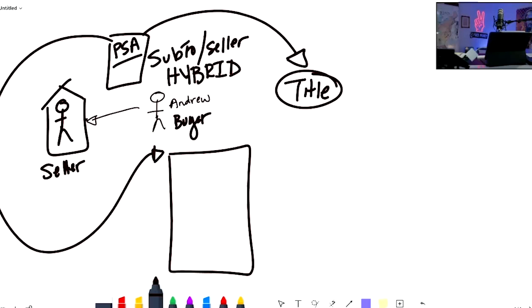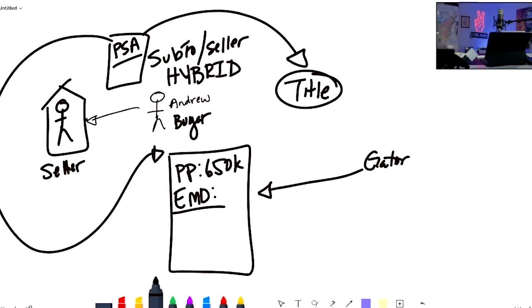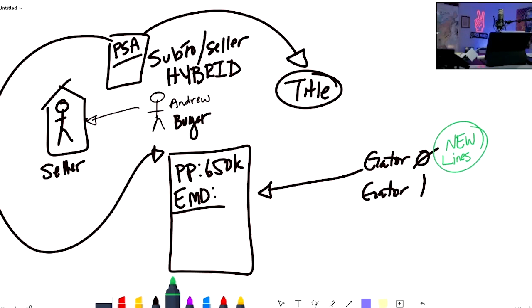So in there, you're going to have the purchase price, $650,000. You're then going to have EMD. Guys, EMD is Gator 0 and Gator 1 strategy. What is the difference between Gator 0 and Gator 1? Gator 0 means if I'm new to Gator and I don't have my lines of credit yet, I'm going to go and wrestle other Gators.